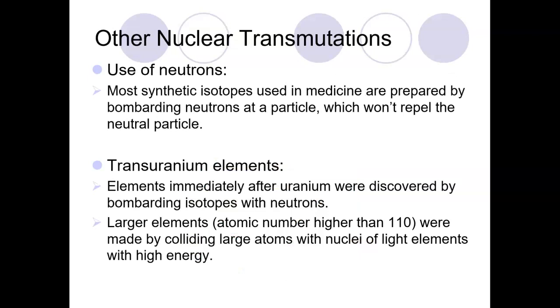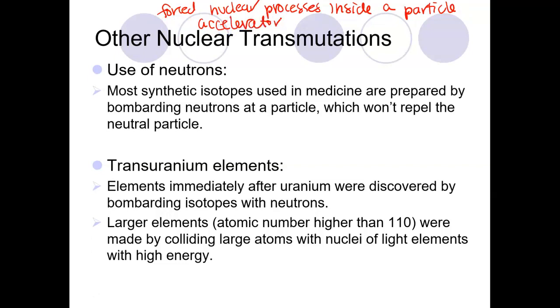So these are called nuclear transmutations. Nuclear transmutations are forced nuclear processes inside a particle accelerator. These are going to typically look like, I don't know why these are the letters that I chose, but something and something are going to smush together and we're going to make something and something.